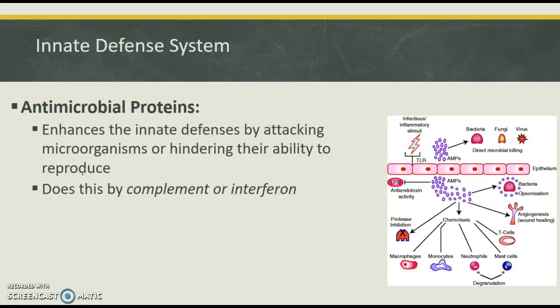We also have something called antimicrobial proteins in the innate system. And this is going to basically help to attack microorganisms by hindering their ability to reproduce. So they basically just block them and don't allow them to keep reproducing. And we're going to talk about the two ways that they do this. It's called complement or interferon.